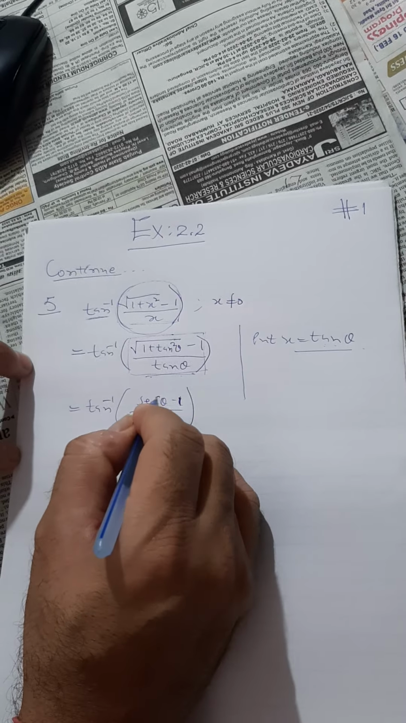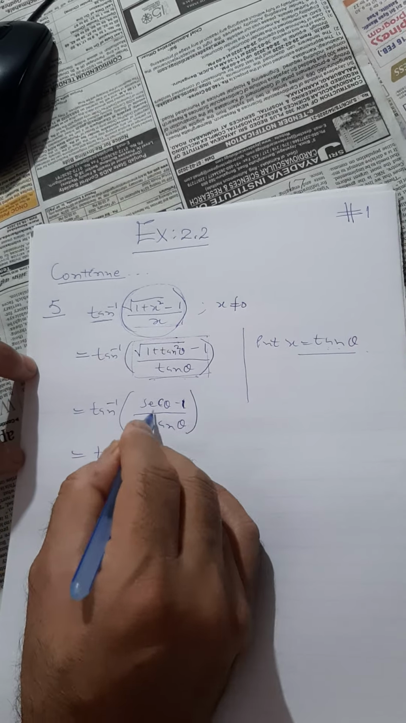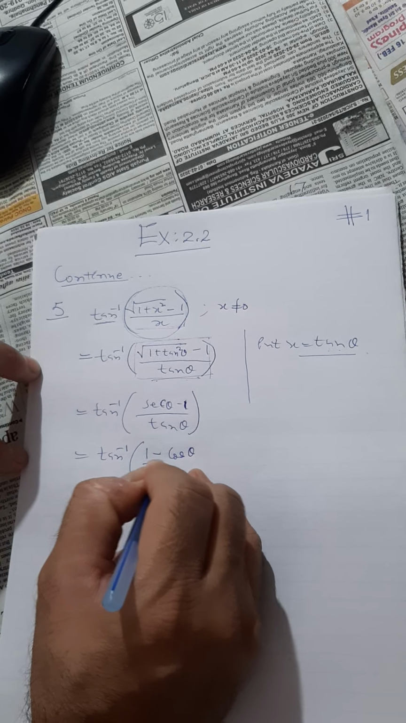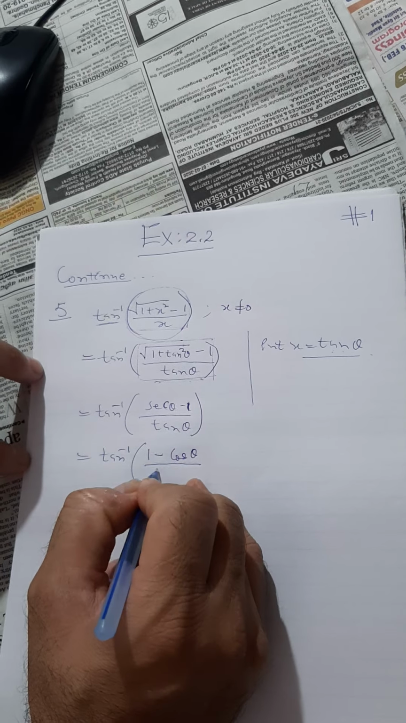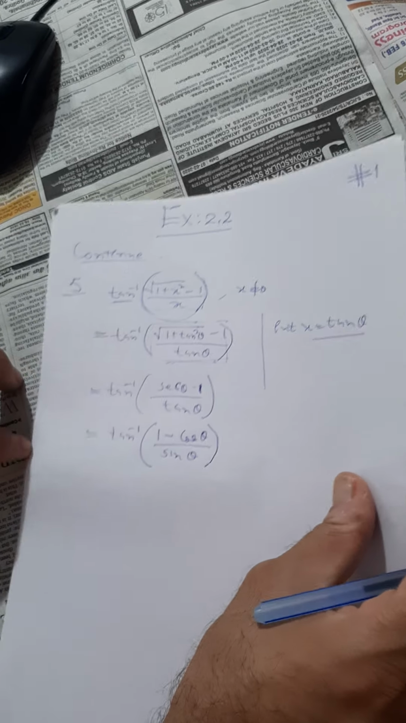Now you reduce into sine and cos. So this is tan inverse 1 minus cos theta upon sine by cos, and then cosine will get cancelled. So we have this.